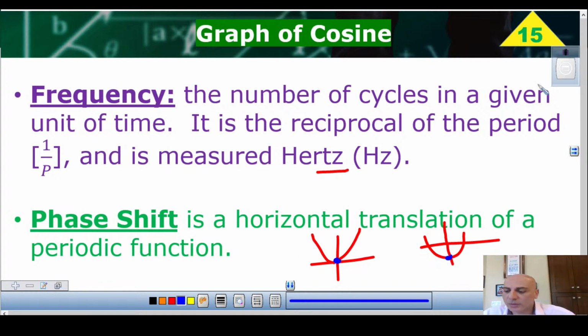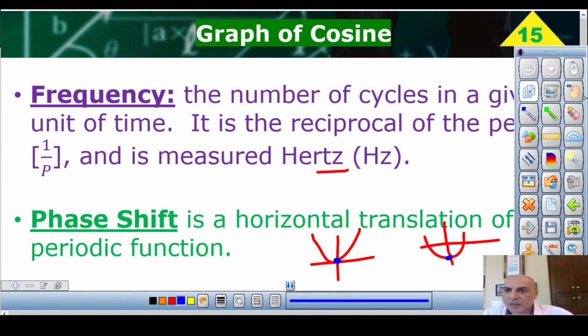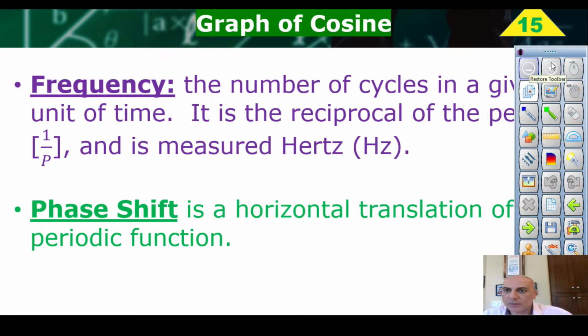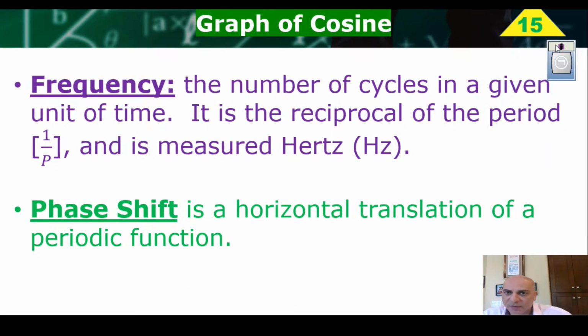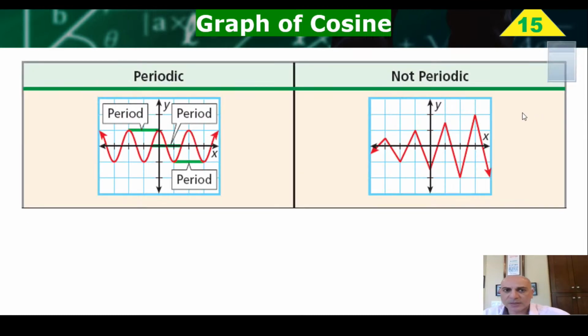This is horizontal translation. We're not going to discuss that today, but keep that in mind because that is a little bit down the road in terms of graphing the cosine. But what we have today is going to be sufficient. It's going to suffice for what we desire, which is to graph the basic cosine function.